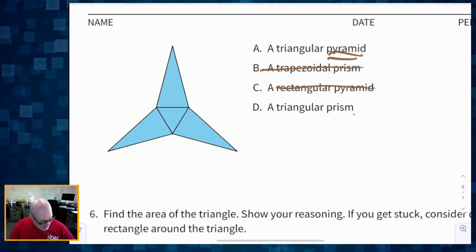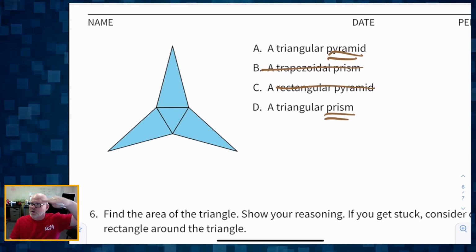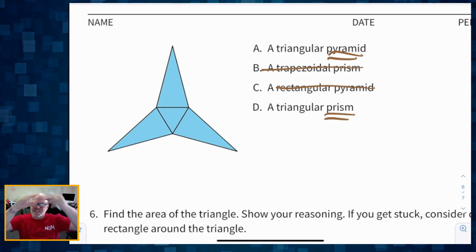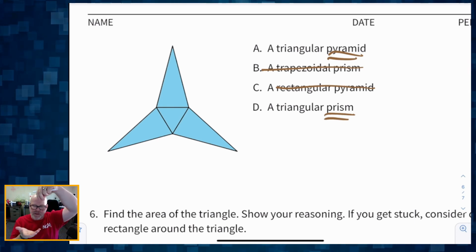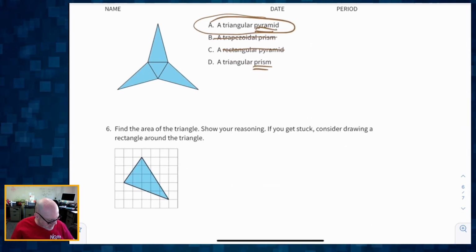And the key is that last word. And this is definitely not a prism. A prism is where the top and the bottom look the same. But this, the top is going to be a point and the bottom is going to be a base. So that tells us it is a pyramid.